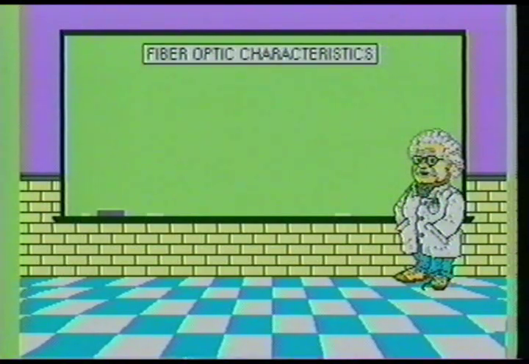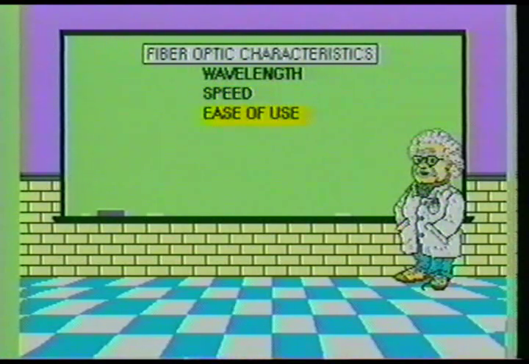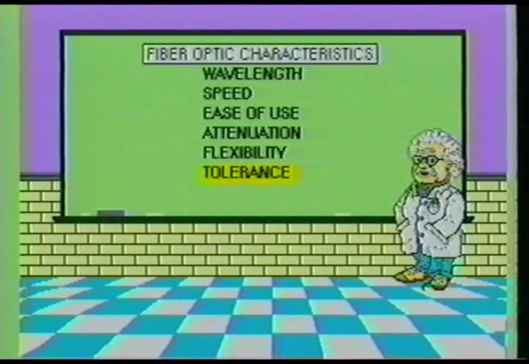When choosing a fiber optic cable for a new installation or for replacing an existing one, you must consider the following: the wavelength of the transmitting device, the maximum speed at which the information must be transmitted, the ease with which the cable may be spliced or coupled in the field, the attenuation of the cable per thousand meters, the flexibility of the cable, the tolerance of the cable to temperature and the environment, and the cost of the fiber.